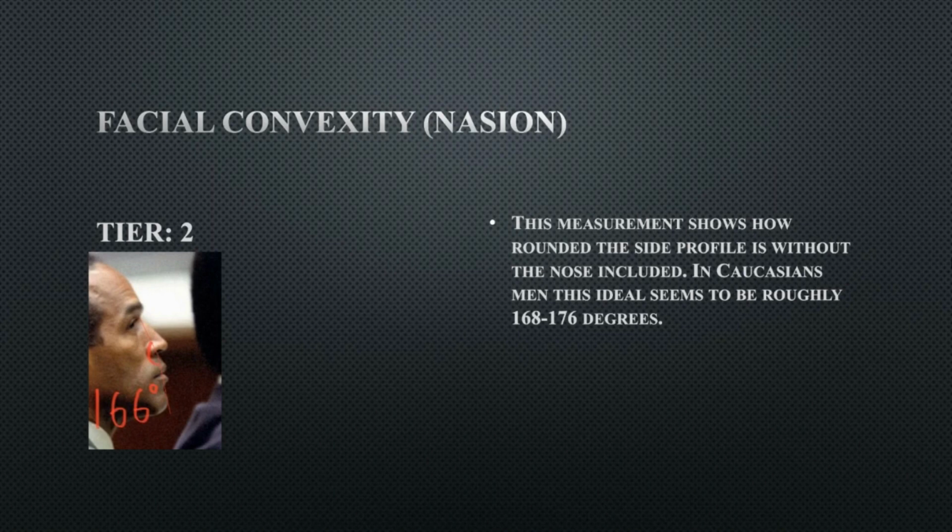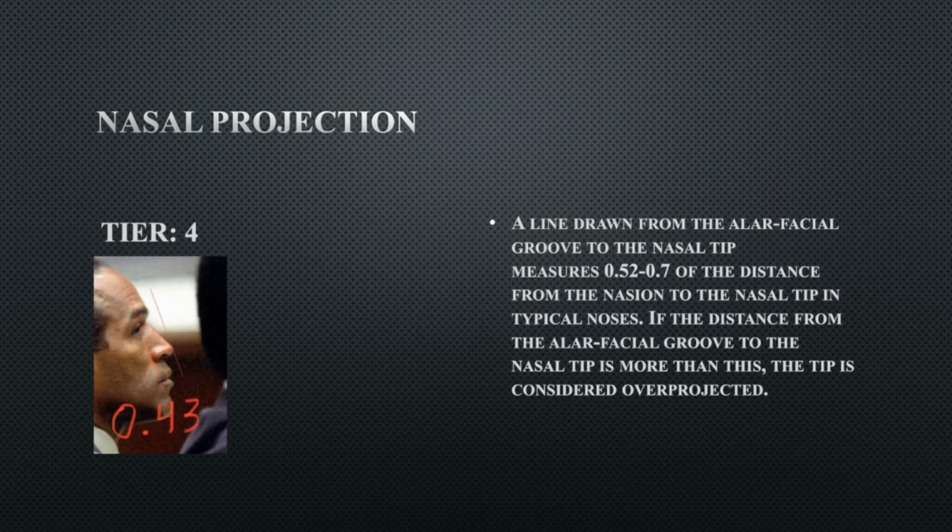His facial convexity from the nasion is a tier 2 at 166 degrees, so this is technically not a flaw. Again, it is still outside of the ideal range, but it's technically not a flaw, so it's not that bad. His nasal projection is a 0.43, so this is at the very low end, and this is a tier 4, and this is a slight flaw.